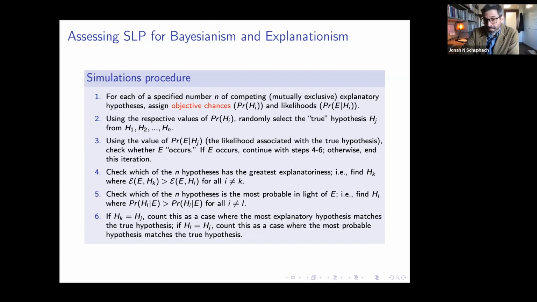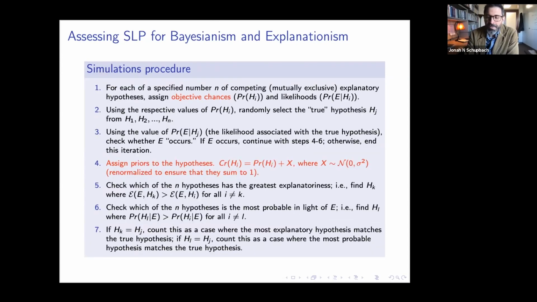Then we're going to add a step. So call this the new step 4, where we assign priors to the hypotheses. We can denote those CR for credence in the various hypotheses. And how do we assign these? We're going to let those be the objective chances plus some X, some error term, where the X is normally distributed around 0 with some standard deviation, sigma. And we can play with that standard deviation. We can play with the sigma to just experiment with different possible degrees to which subjective priors can be inaccurate.